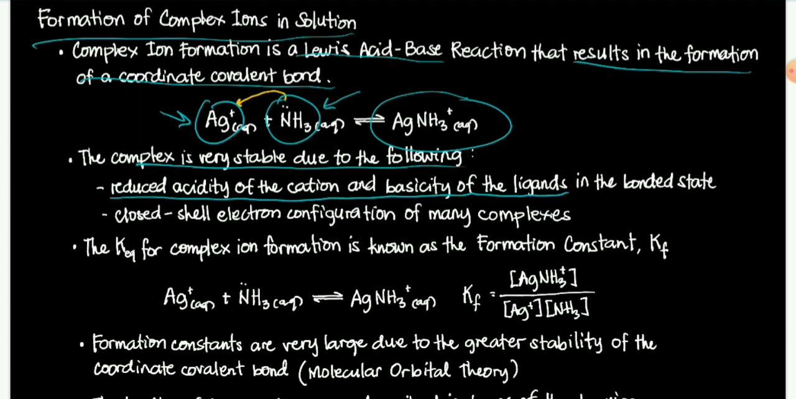So since hindi na masyadong acidic yung cation kasi naka-receive na siya ng electron pair, tapos hindi na masyadong basic yung inyong ligands kasi siya ay nag-donate na ng electron pair, so nag-i-increase yung stability niya. So hindi na siya nagre-react sa ibang species doon sa solution.